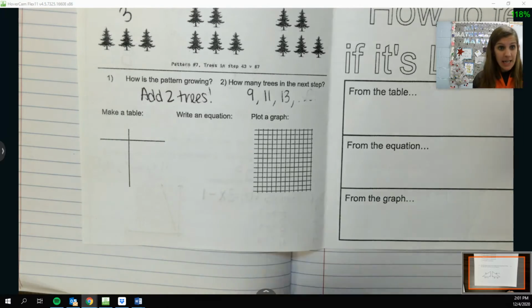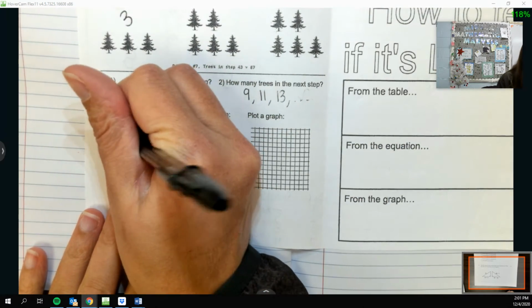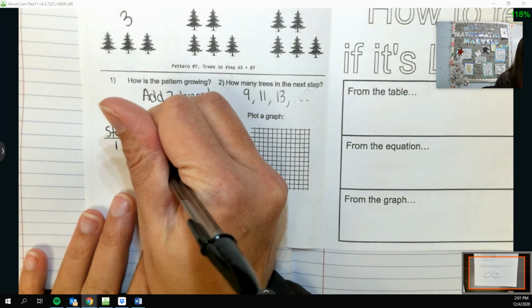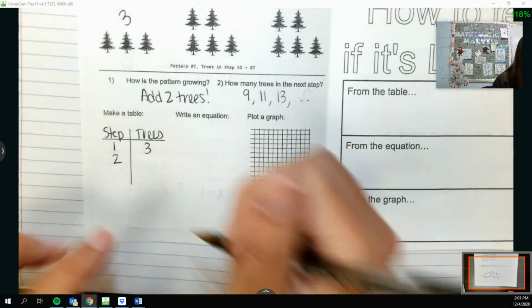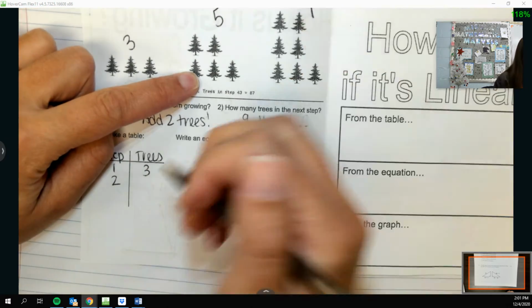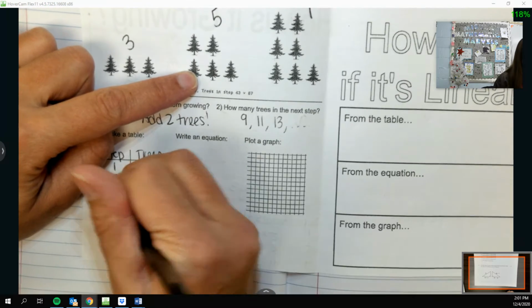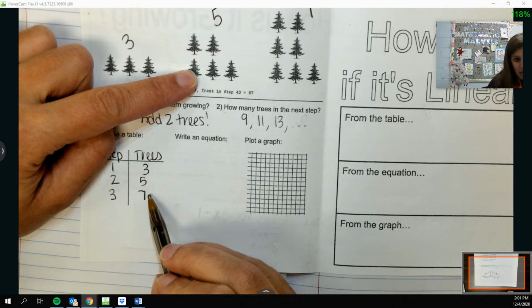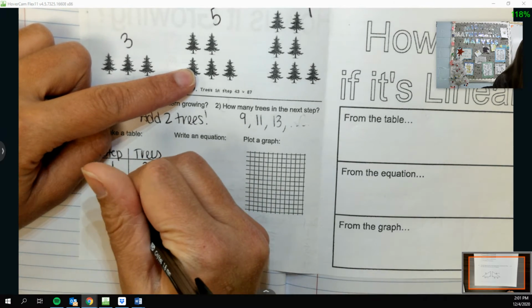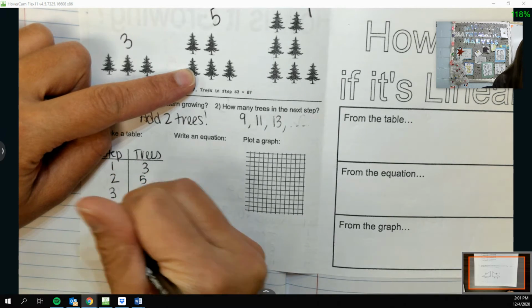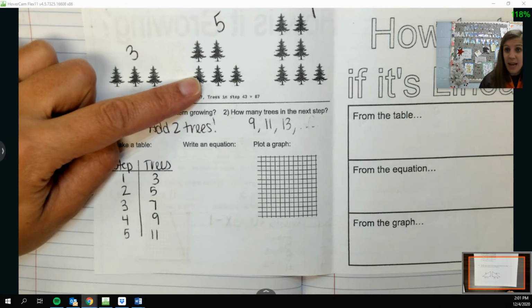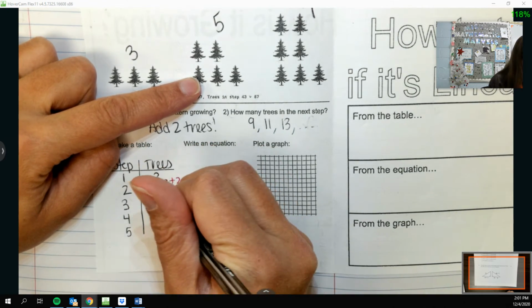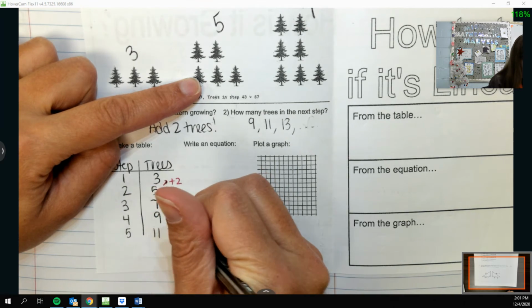So if I make a table just like I did in the last one, over here we're going to have the step, and here we're going to have trees. In the first step, I had 3 trees. In the second step, I had 5 trees. In the third step, I had 7 trees. And so I can even see my pattern right here, up by 2, up by 2. And so when I go to the next, we should be at 9, and then 11. So again, when I'm looking at a table, I can tell that it's linear if I'm adding or subtracting the same thing every time.